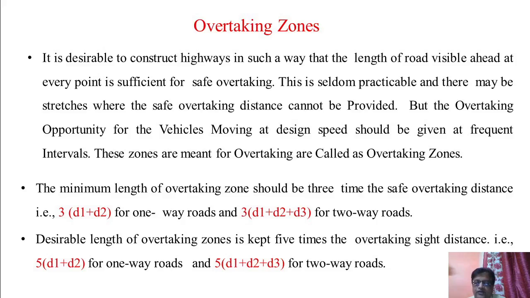The minimum length of overtaking zone should be 3 times the safe overtaking sight distance. That is, overtaking zone length is 3 into d1 plus d2 for one-way traffic and 3 into d1 plus d2 plus d3 for two-way roads or two-way traffic. Even though the minimum length is 3 times, the desirable length is 5 times. The desirable length of the overtaking zone should be kept 5 times the overtaking sight distance. That is, 5 into d1 plus d2 for one-way traffic and 5 into d1 plus d2 plus d3 for two-way traffic.